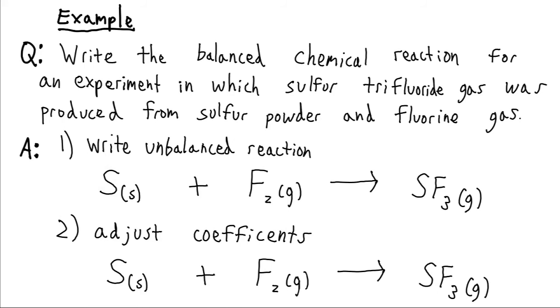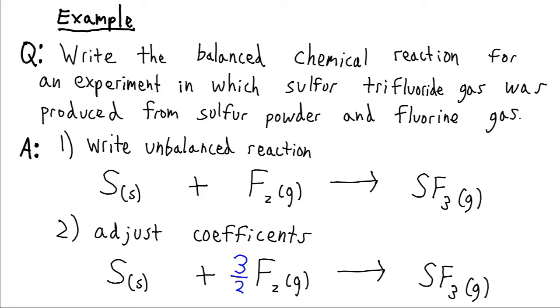Now let's do a trick here. What we're going to do is multiply by 3 over 2. So 3 divided by 2 times 2 is 3. So we now have 3 fluorine atoms on the left side, and we have 3 fluorine atoms on the right side. We also need to make sure that sulfur matches up, but we already have 1 sulfur here and 1 sulfur there. So we're good on sulfur.